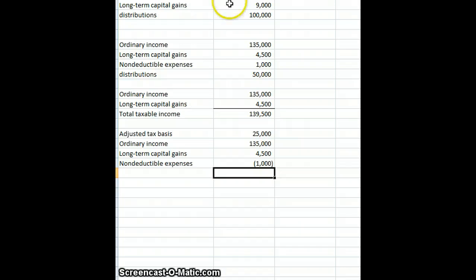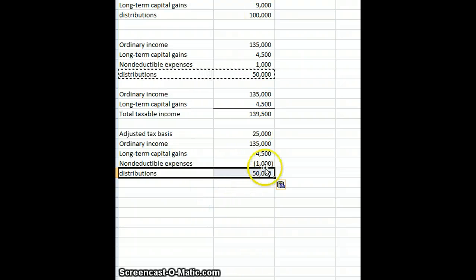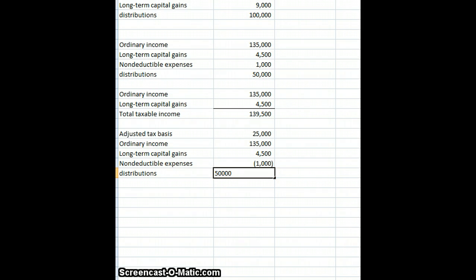And her distribution of $50,000 will also reduce her basis. That's how we handle distributions in a partnership. It's a reduction in the basis. It's not affecting the taxable income. We've already paid the taxes based on the income. A distribution is taking our portion of the money out, so that's a non-taxable distribution, and it's going to reduce our basis of what we have left in the partnership.